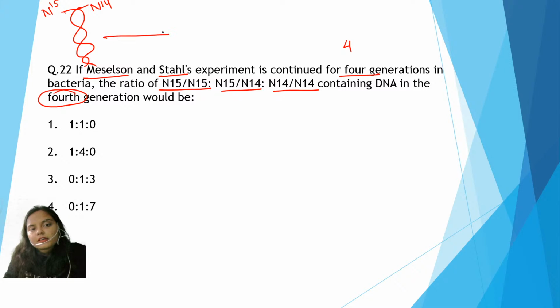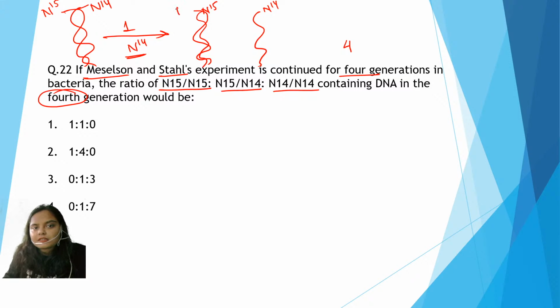Now see, in the first generation, we know that DNA replication is semi-conservative. That means both these strands will separate and behave as the template. One is N15, another is N14, right? And the medium is the normal medium, that is N14 medium. So the next DNA strand synthesized will be of N14 nature. Similarly, the next one here will also be of N14 nature.